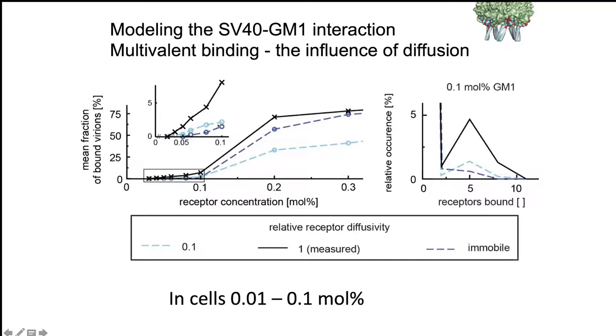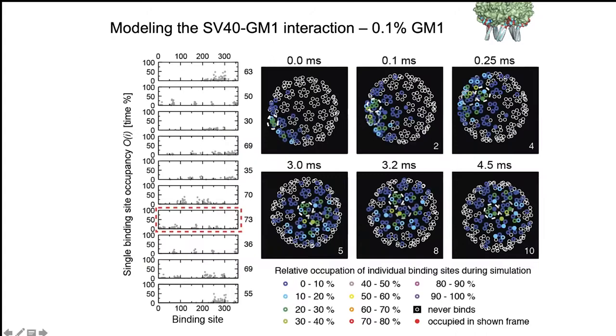So at the concentrations as we find them in cells, which is 0.01 to 0.1 mole percent, which is kind of this area here, we only have productive binding and subsequent infection of virions because at physiological temperature, receptors move around in the plane of the membrane and thereby allow for binding of the virus. This is what it looks like. You have the bottom of the virus as you can see it here, and every binding site here is a hole if it's not occupied, and it's a spot when it's occupied.